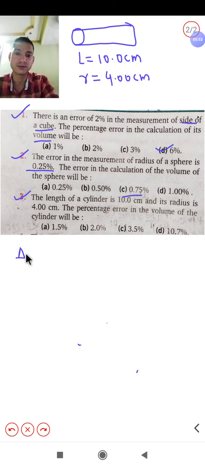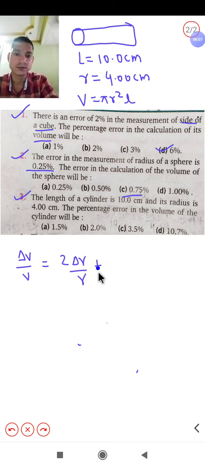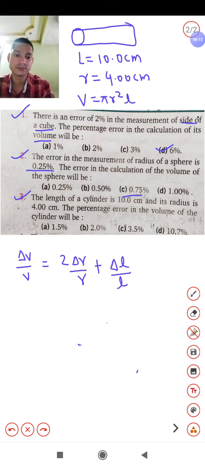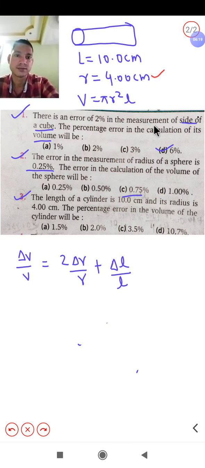So, what is the formula for volume? Volume of a cylinder is pi r square L. Now, if I write the equation for relative error with the help of log, this will become... Alright, check this one now. If we multiply both sides by 100, I'll get the percentage error. Now, value of R is given. Value of L is also given. Delta R means error in radius measurement, and delta L, error in length.